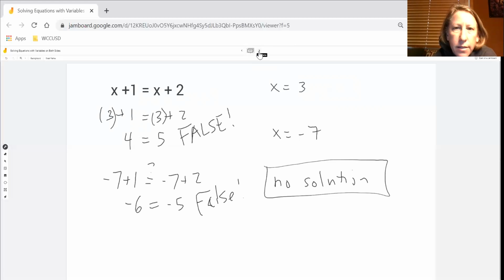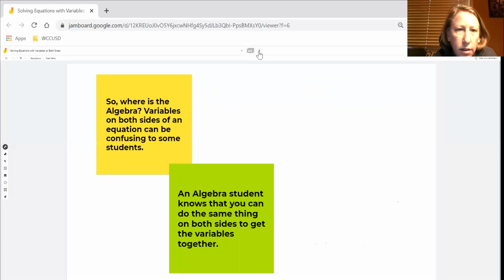All right, that's the lesson for today. Let's see. Where's the algebra? Variables on both sides of an equation can be confusing. The key is that you do the same thing on both sides to get the variables together.